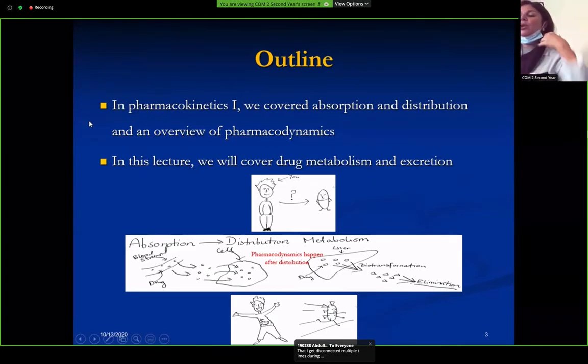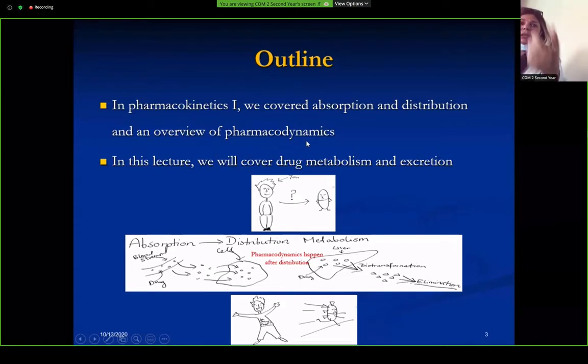Anyway, this is what we talked about in Pharmacokinetics 1. We covered absorption and distribution, and I just gave an overview of pharmacodynamics. In the upcoming lecture, which I think is 18 October, I will cover all the pharmacodynamics. In this lecture, we will cover metabolism and excretion. Now, as you see, elimination might be misleading. Sometimes they use elimination for excretion, but at the end, elimination should cover metabolism. You should metabolize and then excrete it.